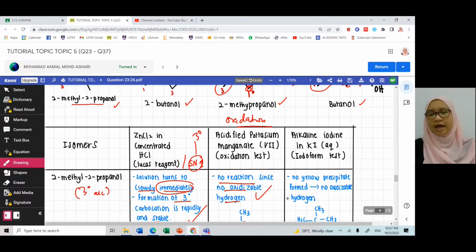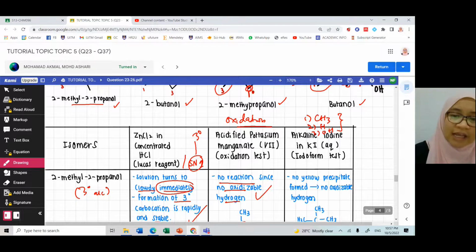Next, last one, alkaline I2 in KI. So this is the iodoform test. This test is very specific. It actually detects the methyl group. Since this is for alcohol, it detects three things: CH3, the hydrogen, and the OH. To be specific, the carbon needs to have these three in order to give a positive result to the iodoform test.